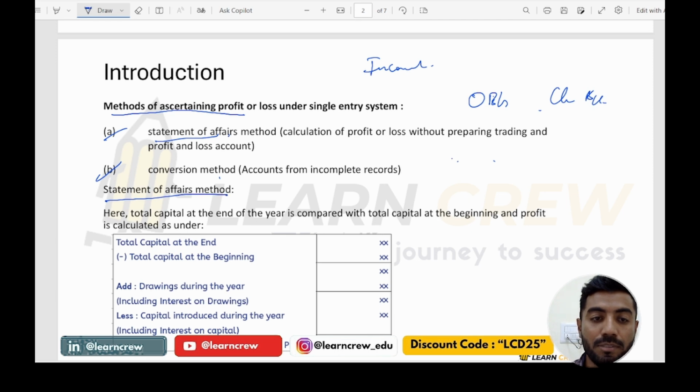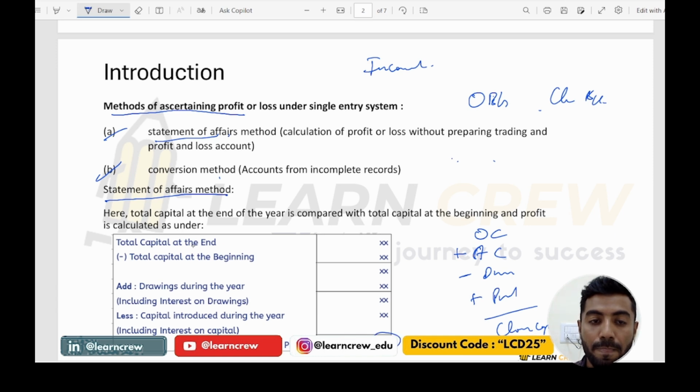So the first method is the statement of affairs method. Here, total capital at the end of the year is compared with total capital at the beginning, and the profit is calculated as follows: total capital at the end minus total capital at the beginning, add drawings less capital introduced. This is nothing but opening capital plus additional capital minus drawings and add any profit, which will give you closing capital. You just rearrange this and we'll get the profit.